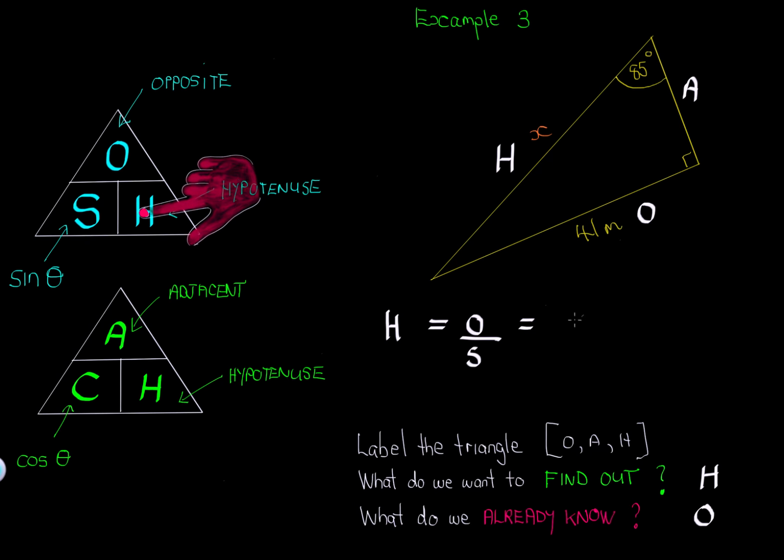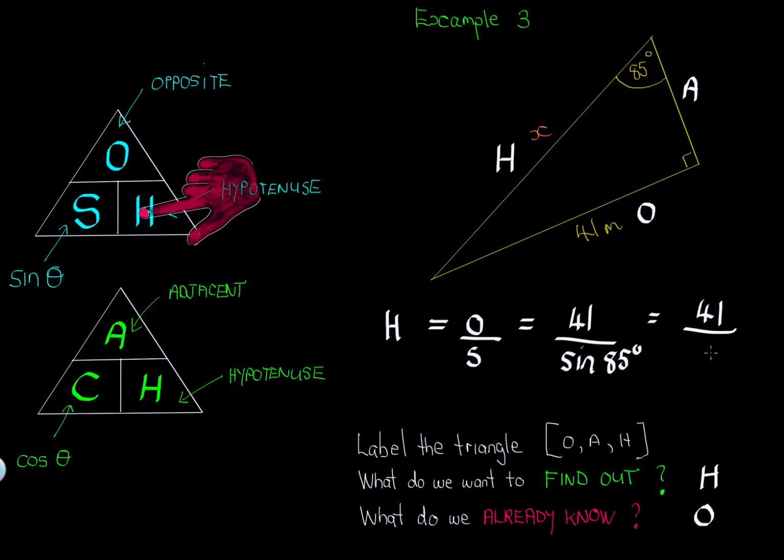which is the opposite divided by the sine of the angle. So what's the opposite? The opposite is 41. So it's going to be 41 divided by S, which stands for the sine of the angle. Our angle is 85 degrees. So it's the sine of 85 degrees. So that will equal 41 divided by the sine of 85.